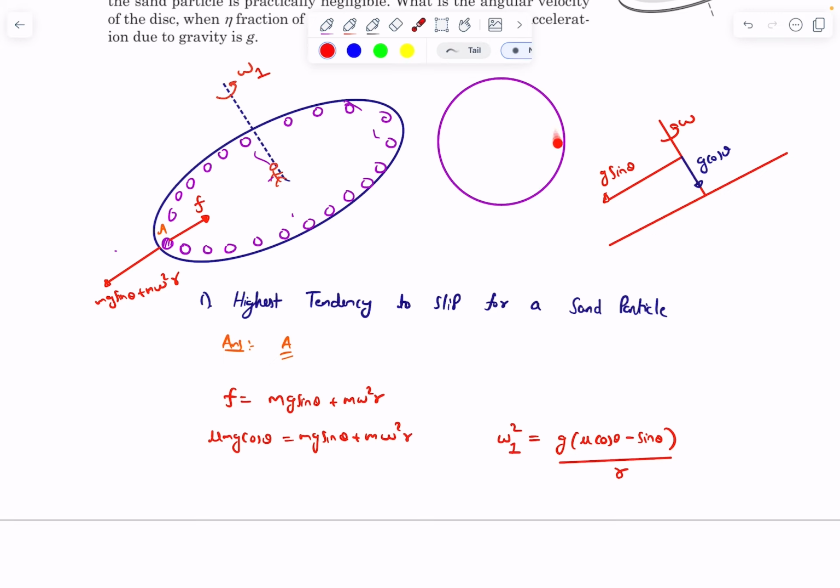So let's say this represents the border of the sand in the initial situation. Then after some time, the radius shrinks something like this, and it will still be a uniform circle.